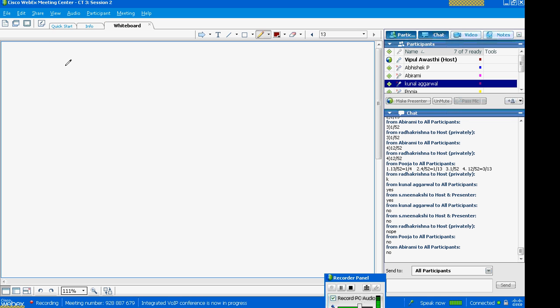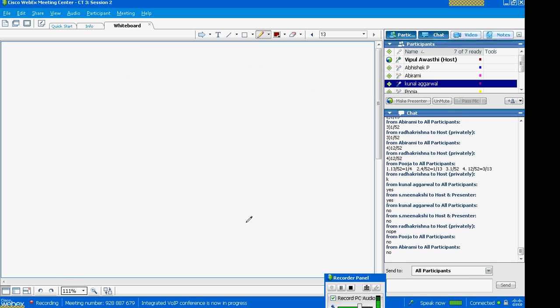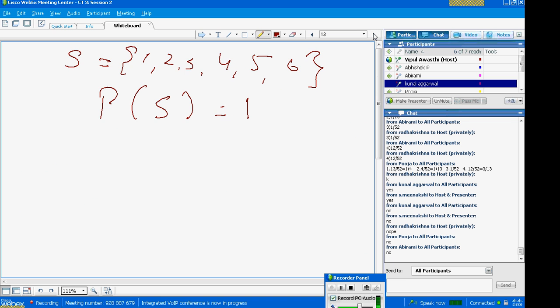If I'm writing S as the universal set, that means all the values. Suppose I take the example of rolling a die. That means the probability of S is equal to 1. Why? Because when you are conducting an experiment of rolling a die, you are at least sure that you are going to roll a die, then only will you get an outcome. Otherwise you cannot get an outcome. So the probability of you rolling a die is 1. That is why we say that the probability of the sample space, the universal set, is 1.